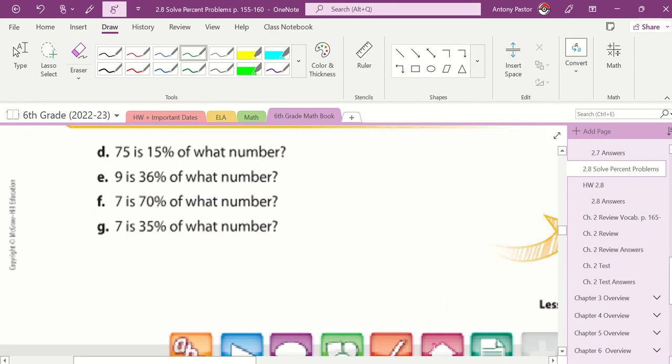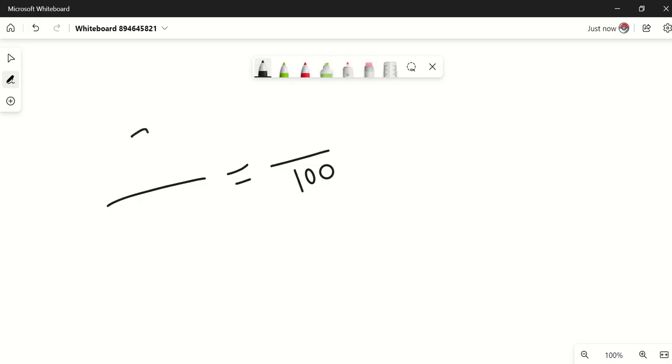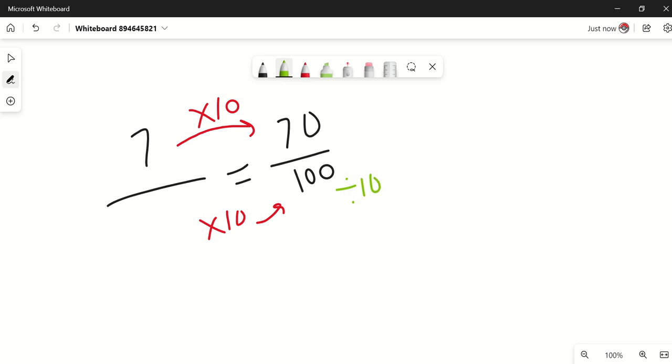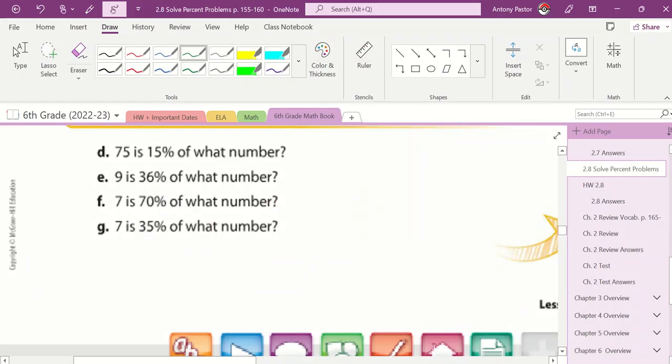7 is 70% of what number? So we plug in 7 and 70. This one's an easy one. To get from 7 to 70, I'm multiplying by 10. What multiplied by 10 will give me 100, or better yet, 100 divided by 10 will get me what number? That should be 10. 7 is 70% of 10.